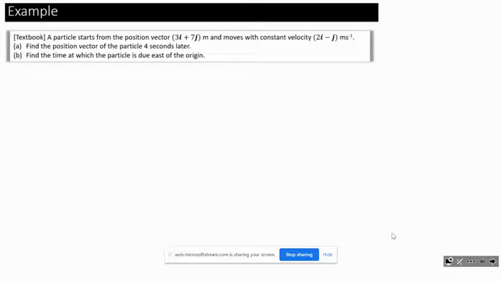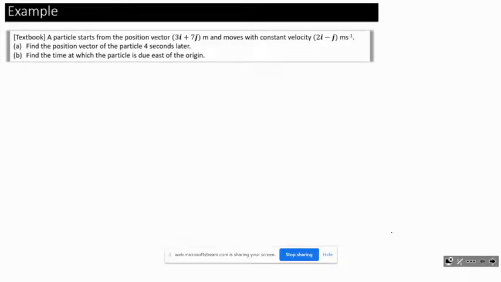A particle starts from the position vector of 3i plus 7j meters, and then it moves with a constant velocity of 2i minus j meters per second. So based on what we've already gone through, for every second of time that elapses, the position is going to change by 2i minus j meters.